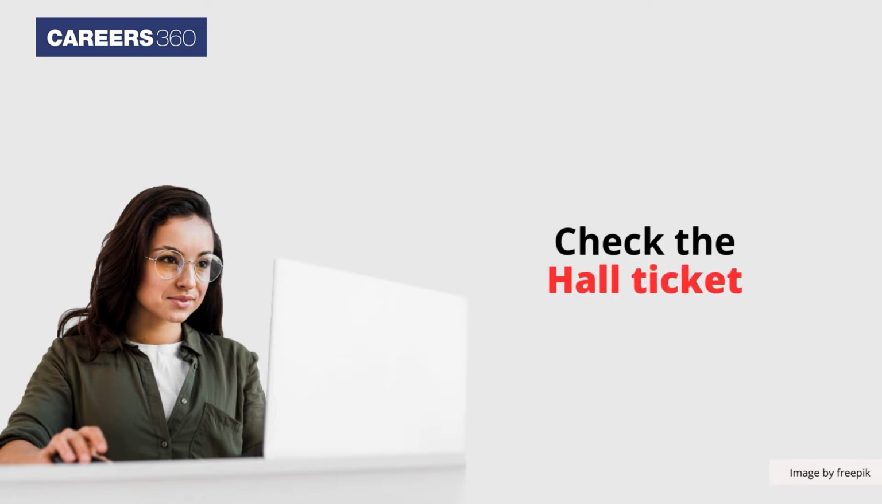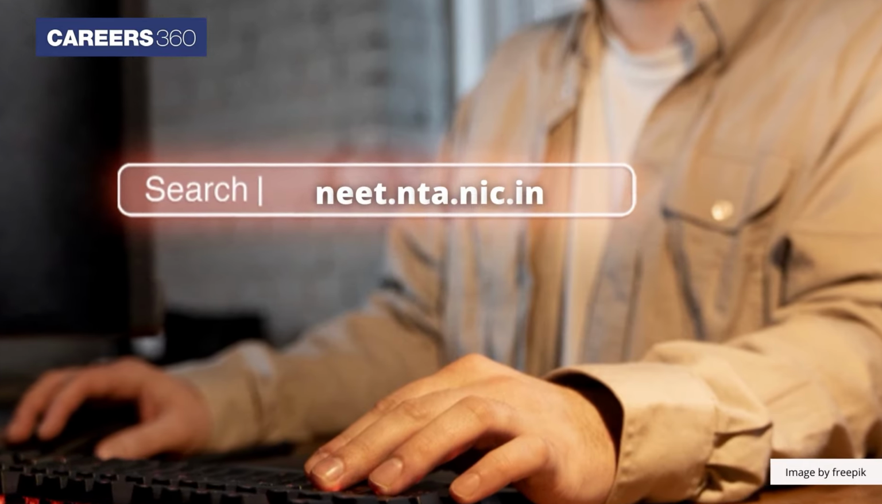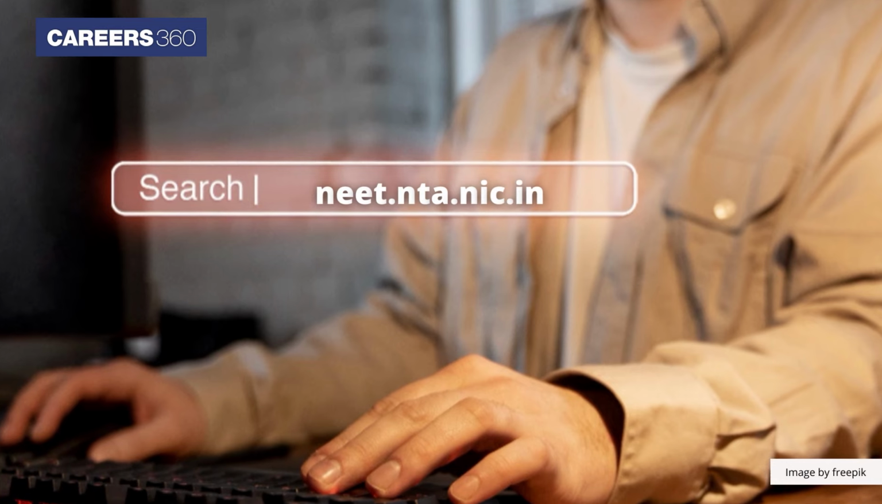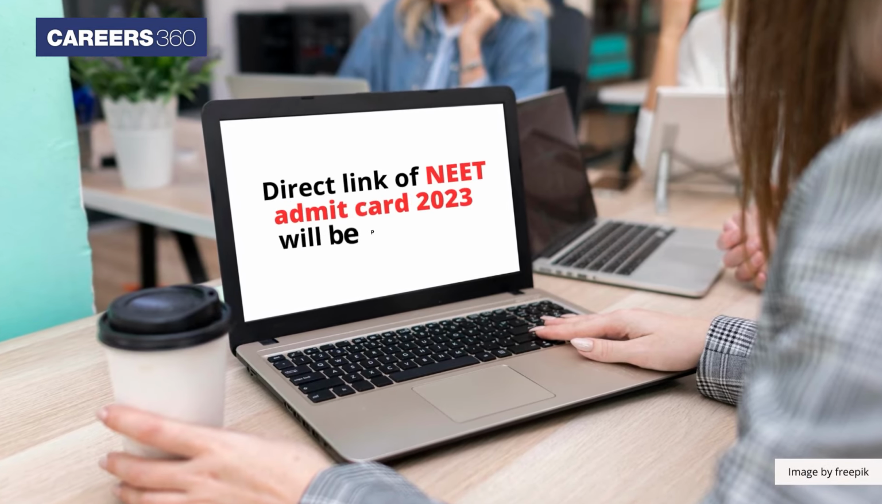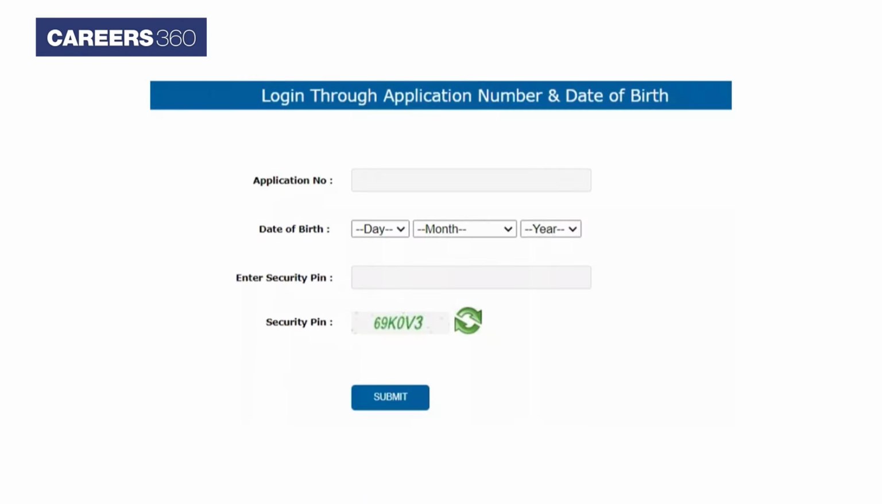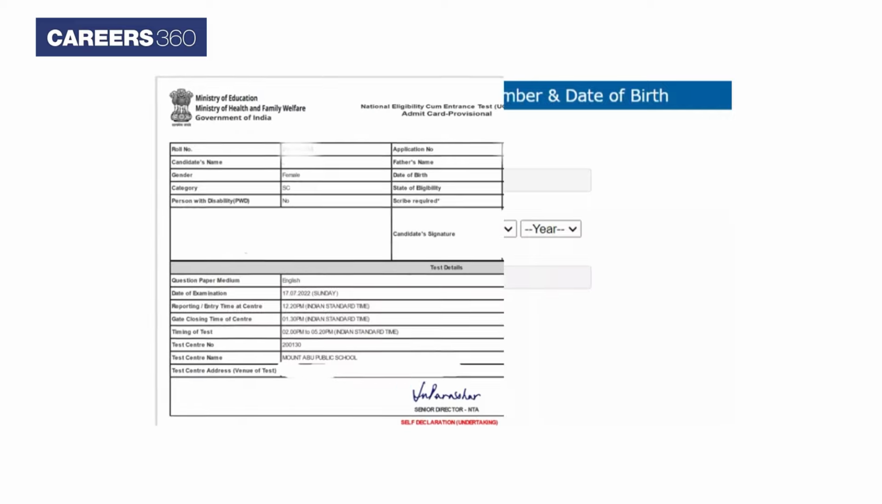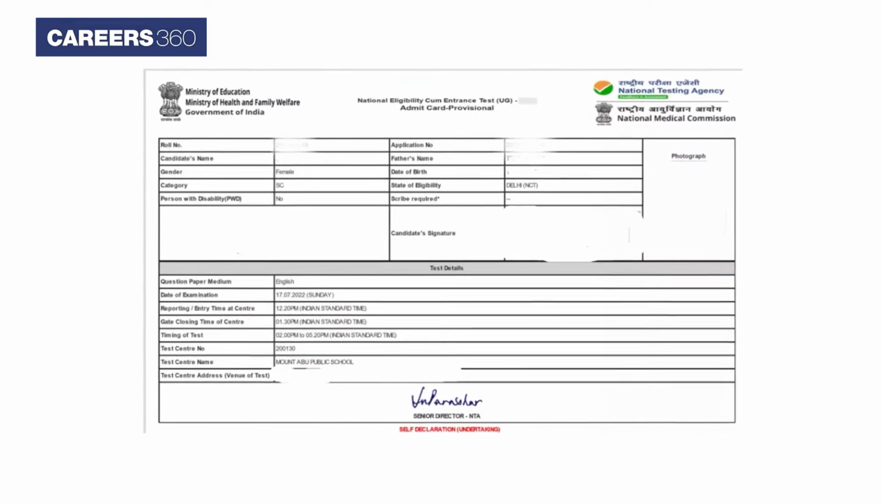To check the hall ticket, candidates need to visit NTA NEET official website, which is neet.nta.nic.in. On the home page, a direct link of NEET Admit Card 2023 will be provided. After clicking on the link, candidates will need to submit their NEET application number, date of birth and security PIN and click on the Submit button. The NEET Hall Ticket 2023 will be displayed in a PDF format.